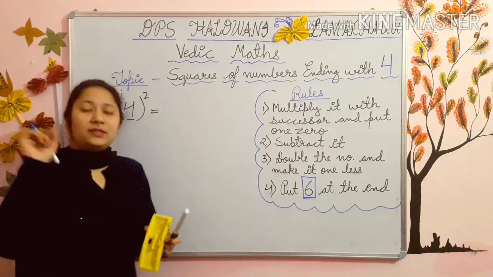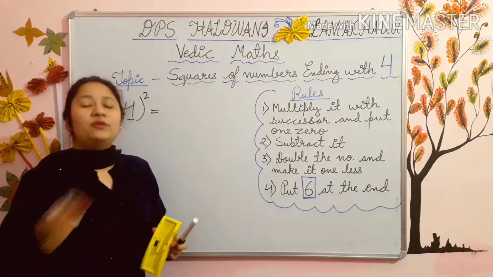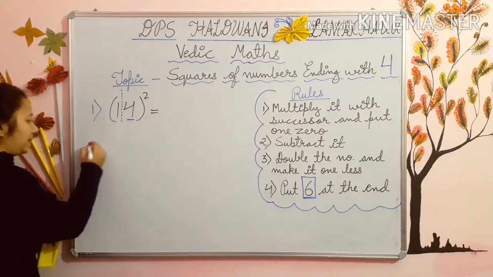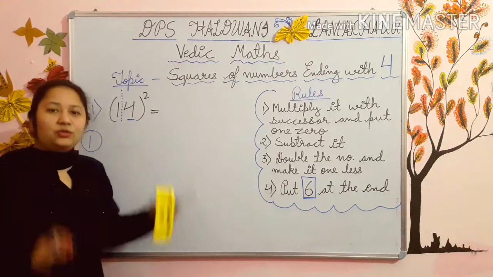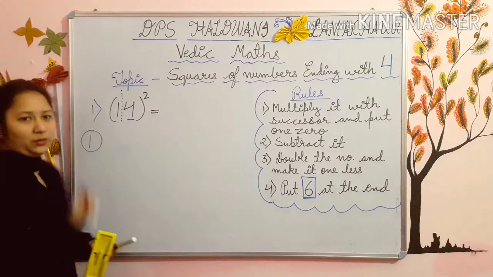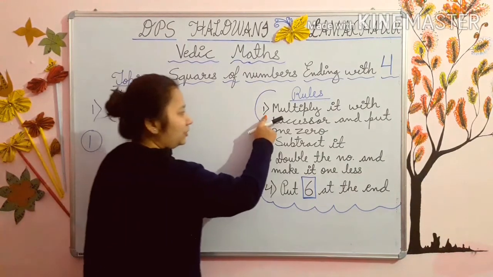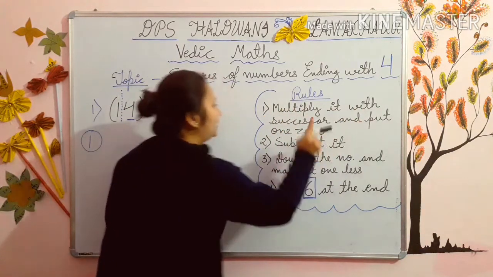Now students, just keep it in your mind that the whole calculation you will do with this pending number only. Your pending number is 1. All the calculations you will do with the 1 only. Now students, let's start our trick. The first rule is multiply it with successor and put 1 0.